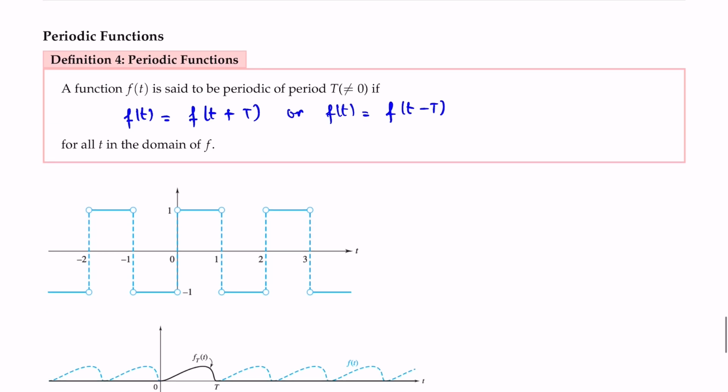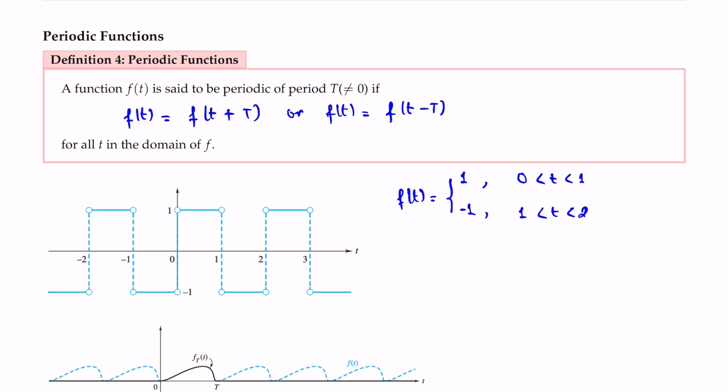So let's take a look at this particular function. The graph of this function has repetitive behavior. You have the function of the form f of t equal to 1 when t is between 0 and 1, and equal to -1 when t is between 1 and 2. If you take this function and copy it to the next interval between 2 and 4, you have the same behavior. Or if you copy it back to the interval between -2 and 0, you have the same behavior.